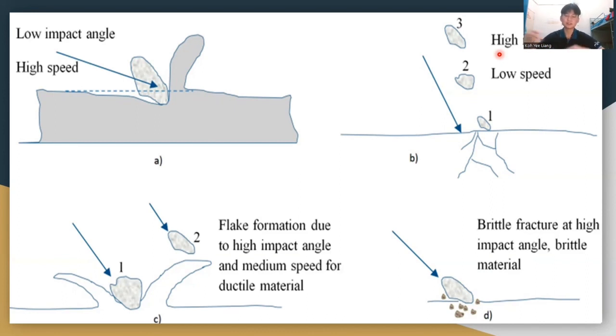Flake formation is just like the impact of a meteor. Let's say this is Earth and the meteor comes with many flakes. So it can also create cracks and a good impact which can damage our turbine blade. And the last one is brittle fracture at high impact angle, which can also affect the brittle material, because some of the turbine blades were built with brittle material, so they are easy to crack. So it will create the cavitation.